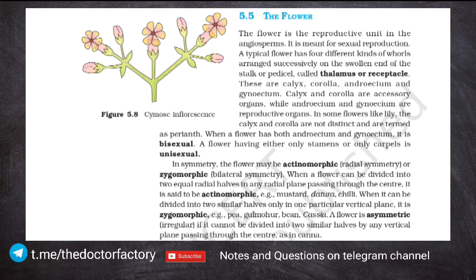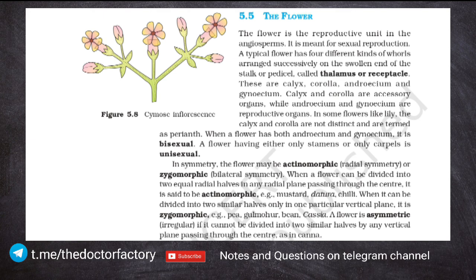In some flowers like lily, the calyx and corolla are not distinct and are termed as perianth. When a flower has both androecium and gynoecium, it is bisexual. A flower having either only stamens or only carpels is unisexual.